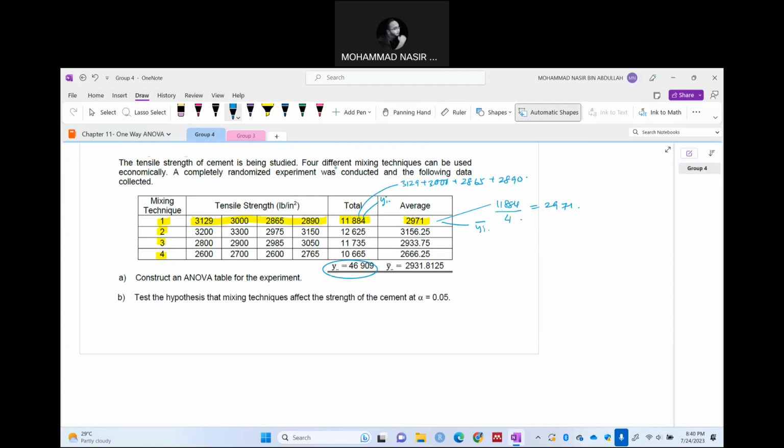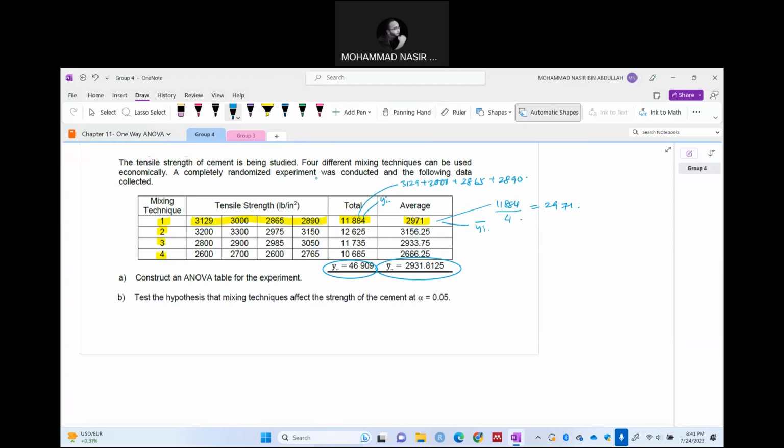So 11884 plus 12,600 plus 11,000 plus 10,000, you will get 46,909. Okay. And this is the mean of the mean, X bar bar or Y bar bar, right? It means that we find the average of this average. So we want to construct a one-way ANOVA table for the experiment. We want to know whether the mean of tensile strength has a significant difference on mixing techniques 1, 2, 3, or 4.